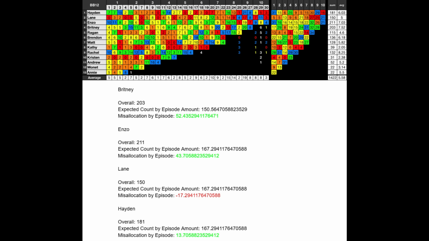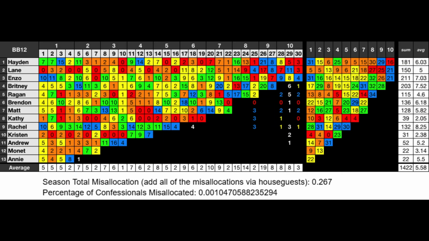Lane has 150 diary rooms. His expected count by episode amount is 167.29, causing him to have a negative 17 misallocation by episode. So he's definitely a bit under-edited and under-distributed. Hayden has 181 diary rooms, and his expected count by episode amount is 167.29, causing for a 13 misallocation, so he's a bit above that average balance rate. So adding everything up, the total misallocation for the season is 0.267, and then you divide that by the episode sum, and you have 0.0010 percentage of the confessionals misallocated for the season.